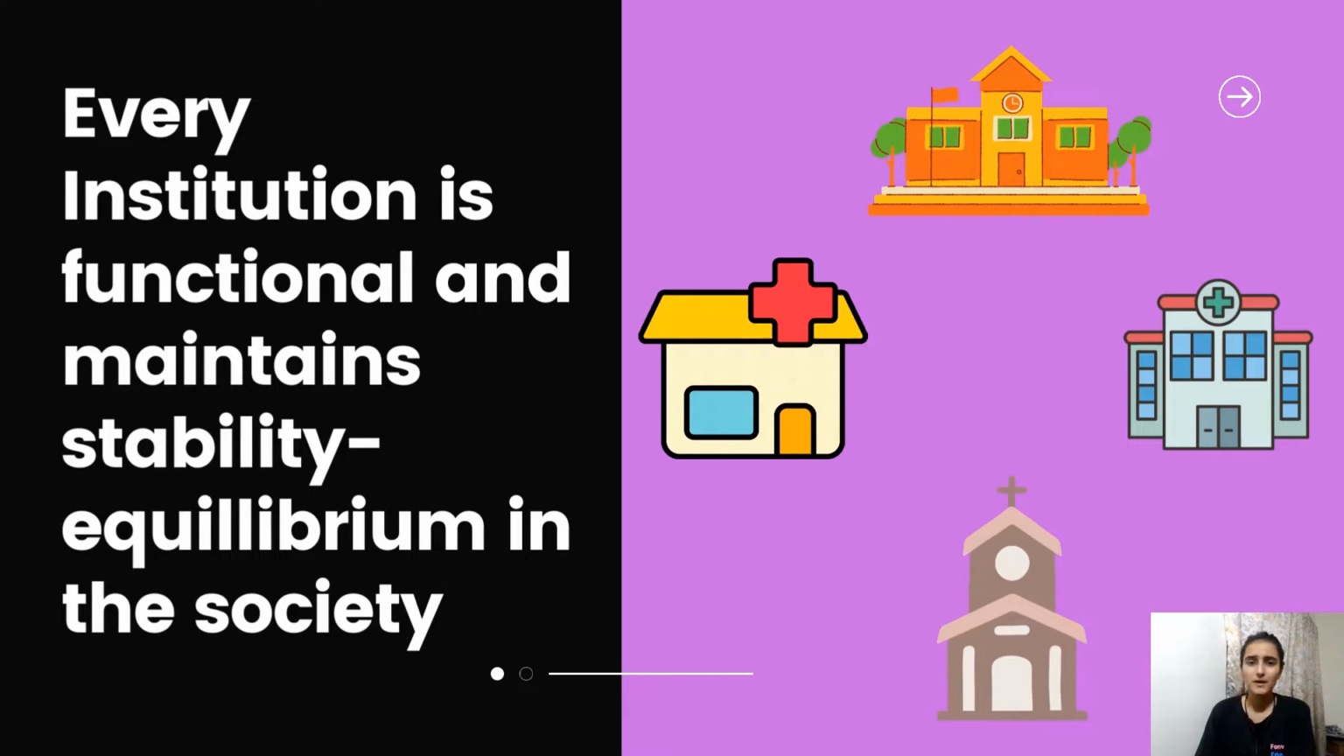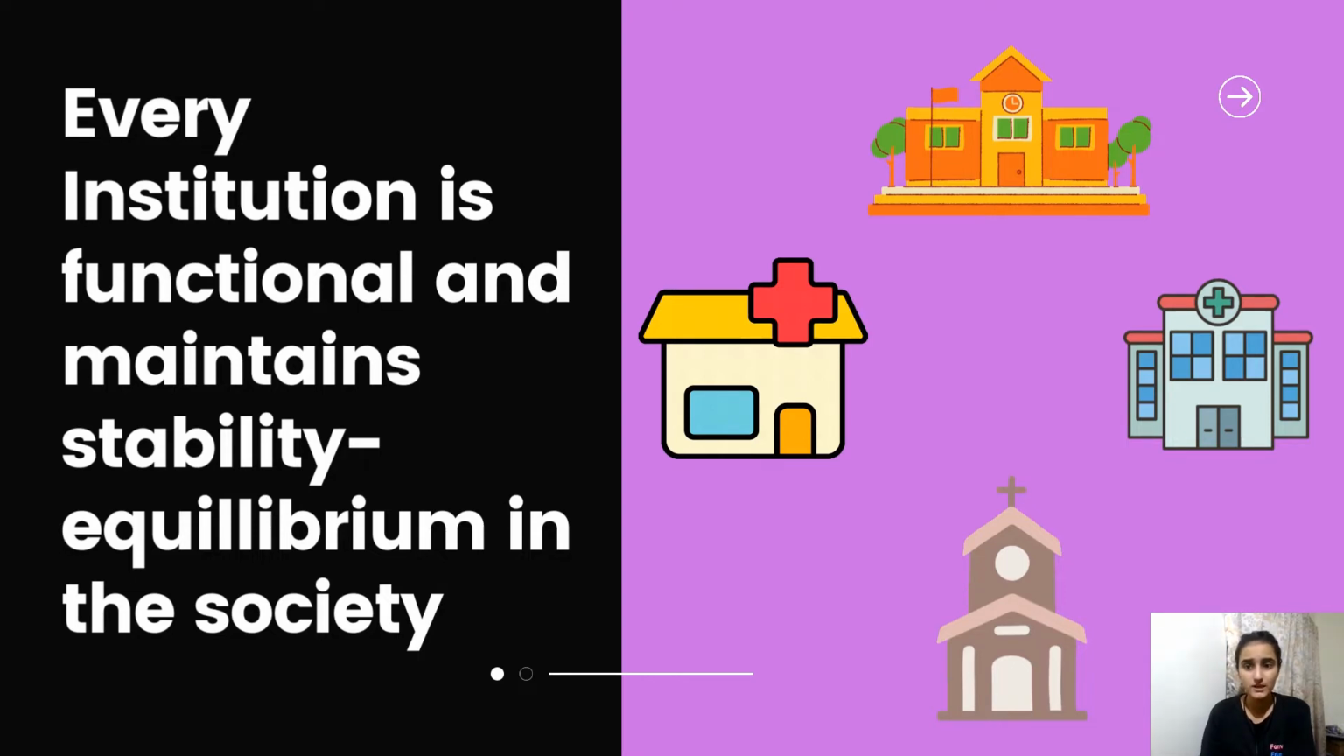The very basic premise of the functionalist school of thought is in the name itself, the word function. The school of thought says that everything in society, every institution, every person, every system has some function to play. And by playing out their own functions, their own roles, it ensures harmony and proper, smooth functioning of society. It says that every institution is functional and maintains stability and equilibrium in society.